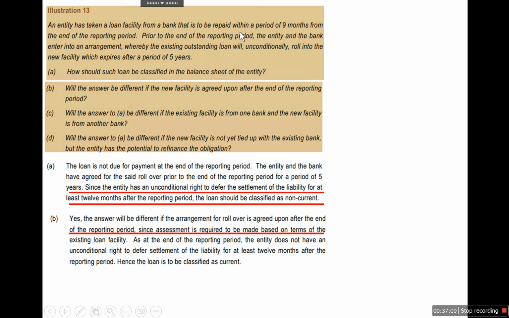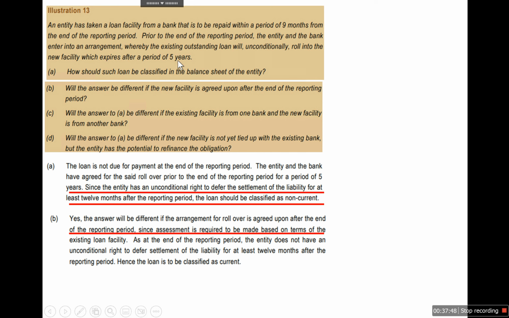At the year end, the loan that was taken was due within a period of 9 months from the end of the reporting period, but prior to the end of the reporting period, the company has entered into an arrangement to defer it for a period of 5 years. So how should such a loan be classified in the balance sheet? It will be classified as non-current because it is due for more than 5 years after the balance sheet date.